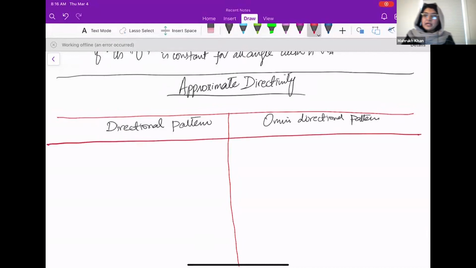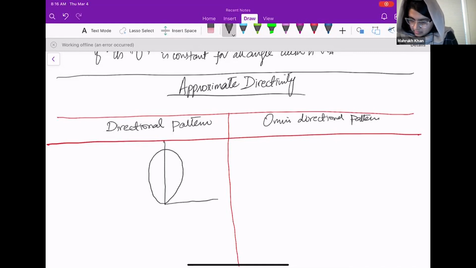Okay, so the directional pattern is that in which you have a lobe like this in the direction of Z, and there could be minor lobes here, right? So this is your directional pattern in which there is one major lobe and the small minor lobes, okay? So in this type of pattern, if we want to approximate our directivity, we need to define a little bit, we need to see what we are doing, okay?